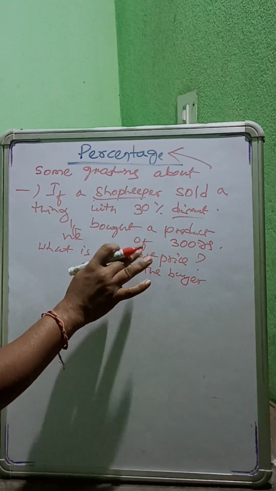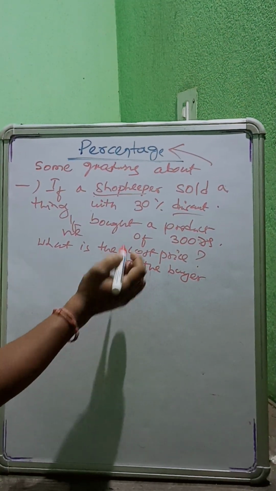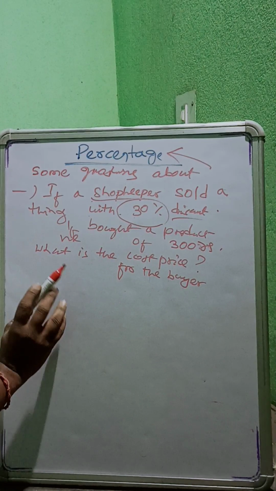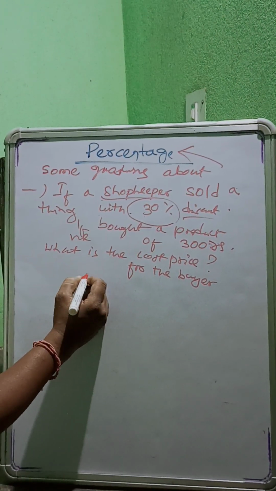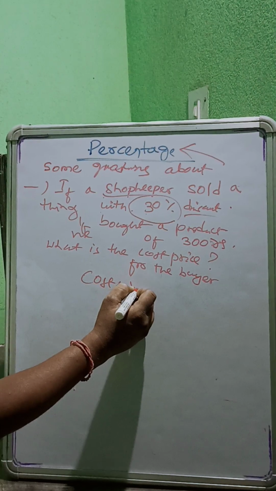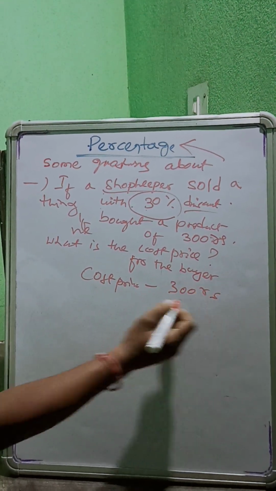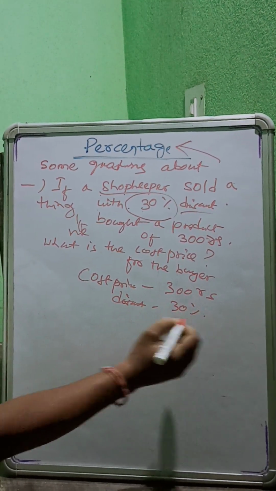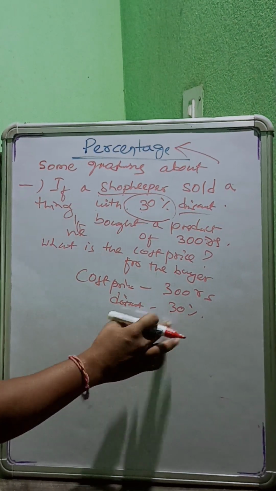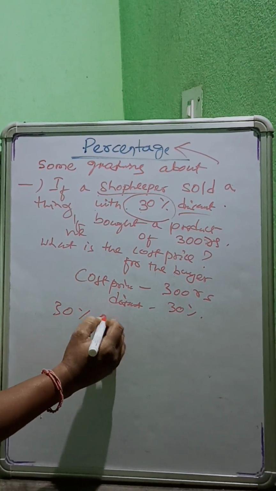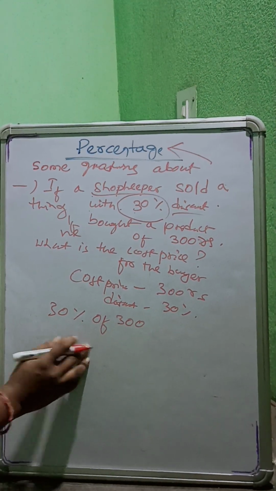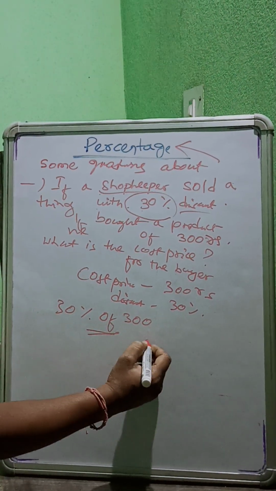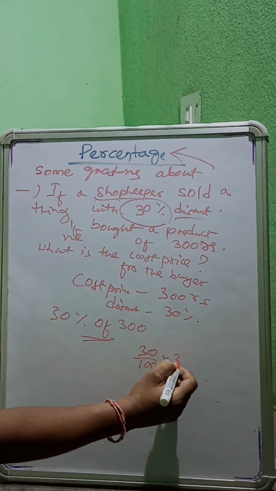जो खरीदना चाहते हैं उसके लिए क्या है वो हम देखेंगे। तो कितना डिस्काउंट दिए? 30% डिस्काउंट दिए। The shopkeeper gave 30% discount. He purchased the product, meaning cost price is 300 rupees. Discount 30%. First you find out what is 30% of 300. You should know that of means you have to multiply. So 30 by 100 into 300.